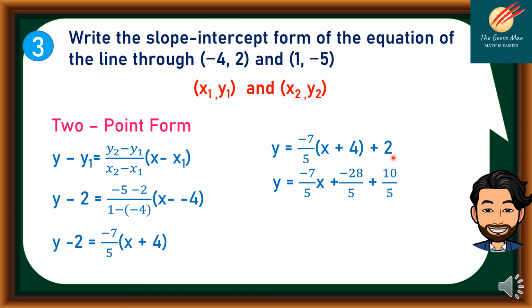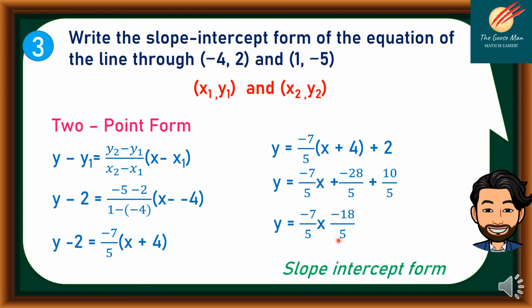However, we can rename 2 as 10 over 5. So we simply copy the denominator 5 and multiply it by 2, so we have 10. So 10 over 5 is equal to 2. Now, simplifying it further, take note that I can combine negative 28 plus 10, which is equal to negative 18, all over 5. So therefore, the equation in slope-intercept form is y is equal to negative 7 over 5 x minus 18 all over 5.